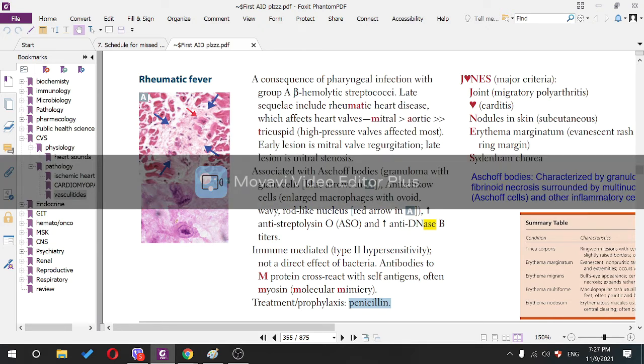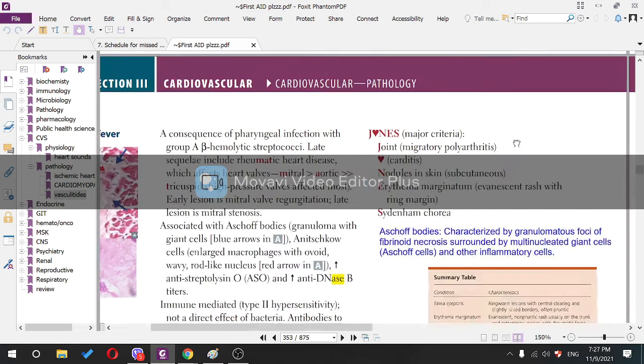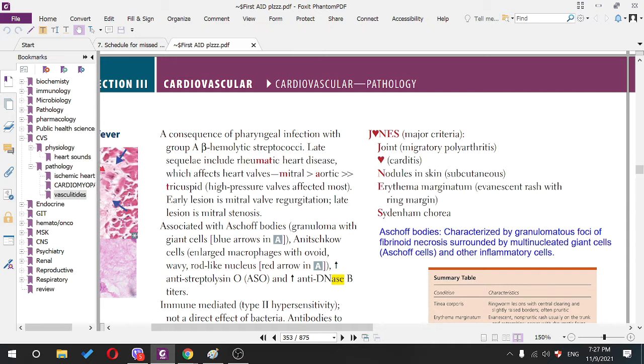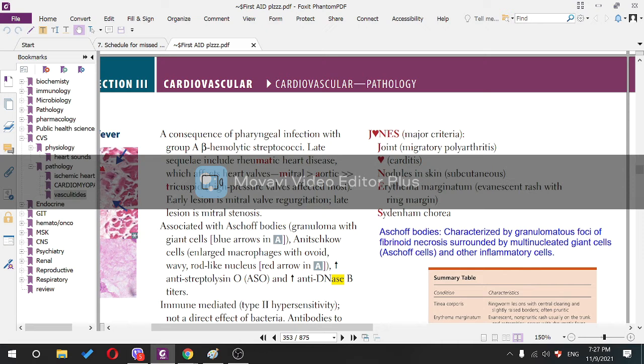So Jones criteria goes something like this. The J for migratory polyarthritis. What do I mean by migratory? It moves, guys, it travels. Once it's in the knee, the second day it's in the hand, the third day it's in the elbow. So it moves. Polyarthritis means that it affects more than 3 joints. And carditis, it leads to endocarditis, myocarditis, and pericarditis. It can affect any layer.